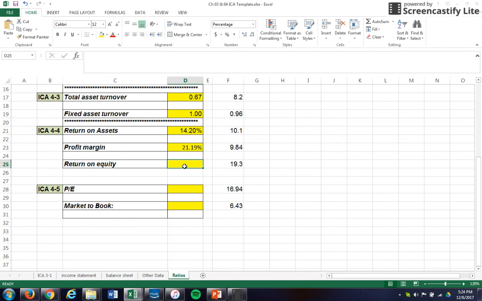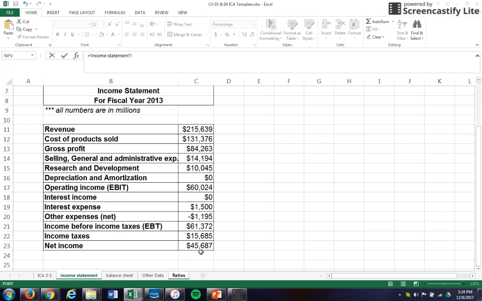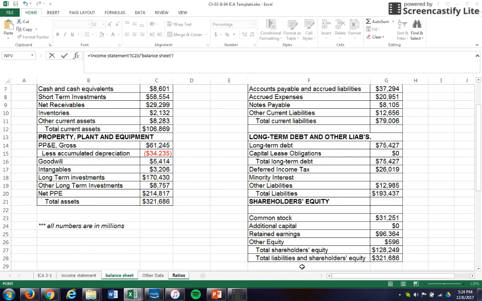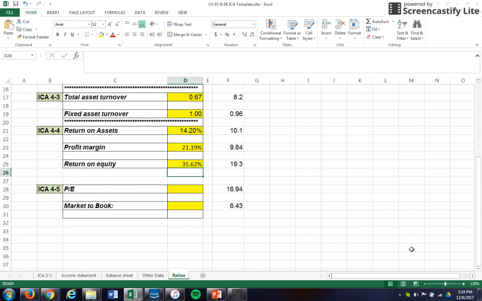So to find that, we're going to find our net income. We're going to type our equal key. We know our income is on our income statement, $45,687, divided by our forward slash. We find our equity right here on the balance sheet, total shareholders' equity of $128,249. We hit enter, and that shows us that in that year, Apple investors, shareholders, were earning about a 35.5% return, which is very, very good, especially compared to the industry average of about 19.3% that we see.